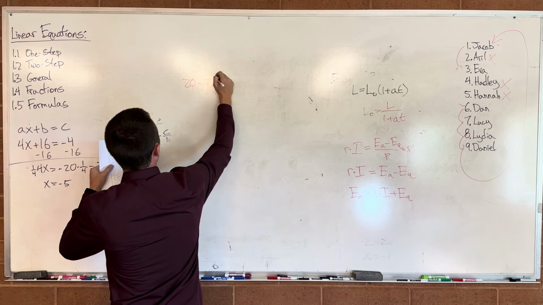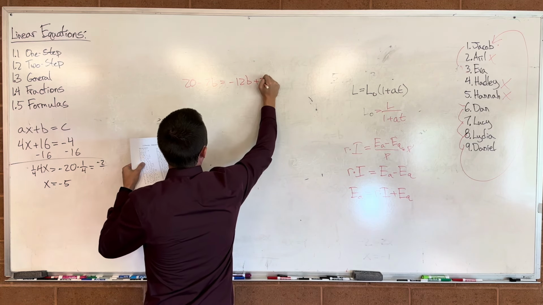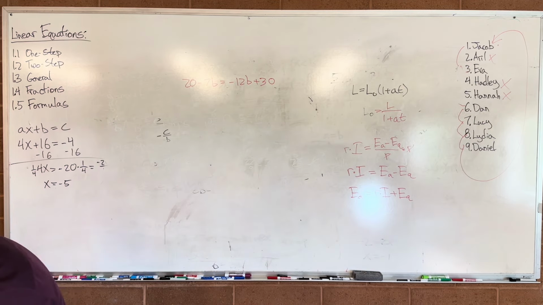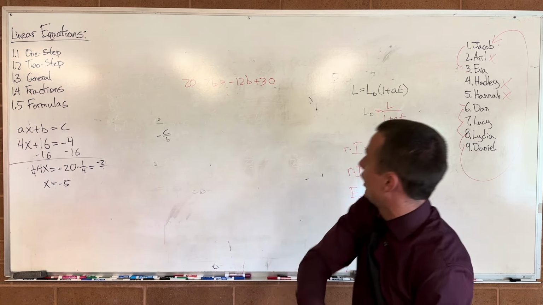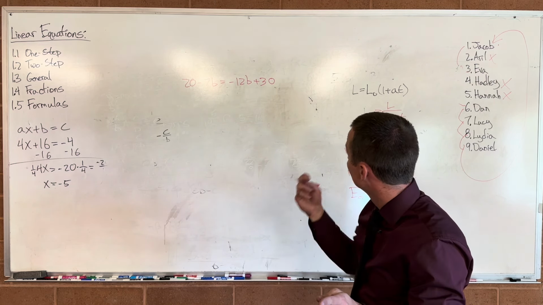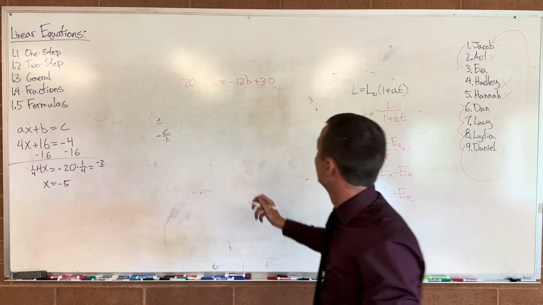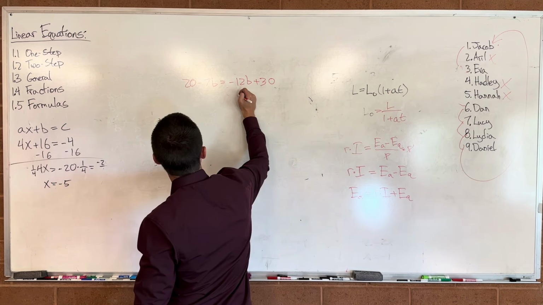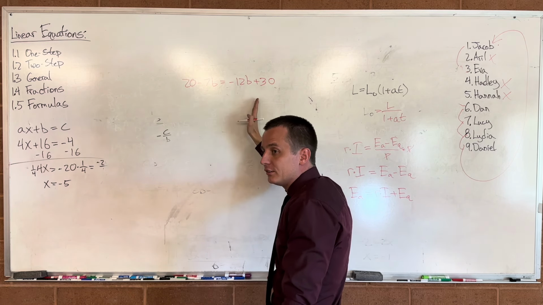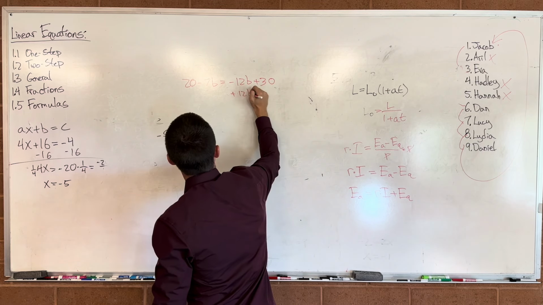20 minus 7b is equal to negative 12b plus 30. Right? Okay. What do we want to do? We need to get all our b's on one side and all our constants on the other. Which side should we put the b's on? The left or the right? Left. Okay, so we'll add 12b to both sides.